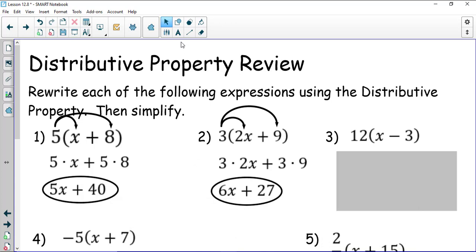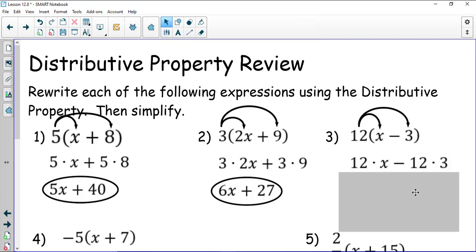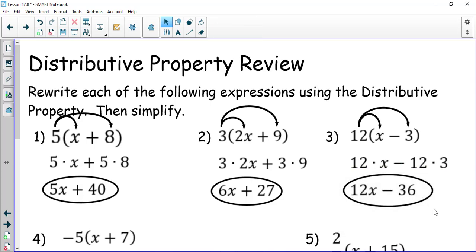All right, let's take a look at number 3. We're going to distribute the 12 into the parentheses. We're going to take 12 times x and 12 times 3. But what you're going to notice that is a little different here is that we have a subtraction sign inside of our parentheses. So you've got 12 times x minus 12 times 3. 12 times x is going to get us 12x. 12 times 3 is going to get us 36, so our final solution will be 12x minus 36.